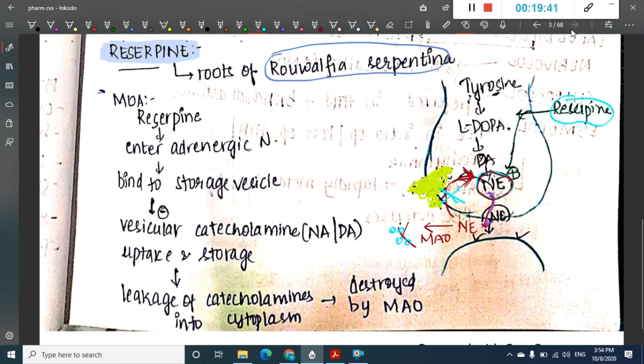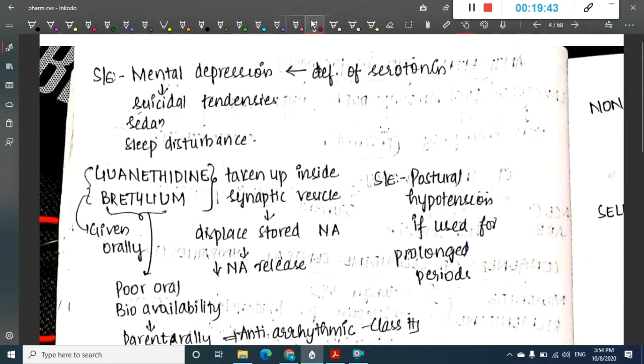Then what are the side effects of this reserpine? There is deficiency of serotonin reported with reserpine, and as a result it causes mental depression. Because of this mental depression, the patient can land up in suicidal tendencies. This side effect is very important in reserpine. Reserpine causes suicidal tendencies, sedation, and there is sleep disturbance also.